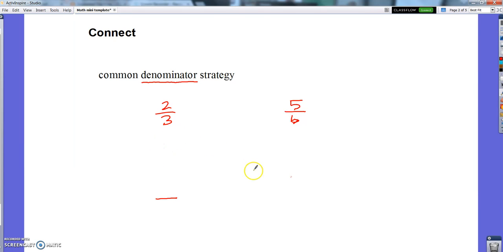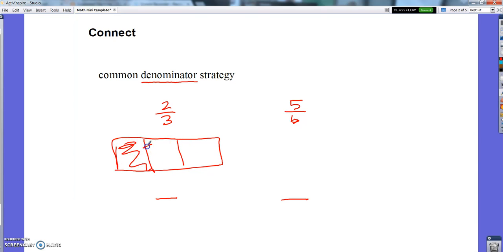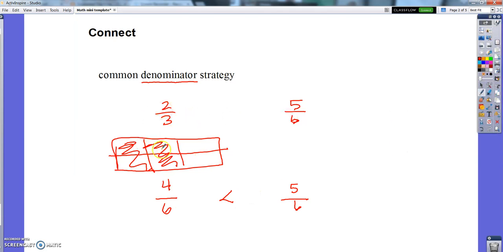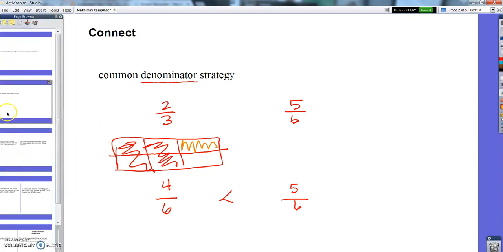So we had this strategy where we said, all right, well, I can take 2/3 and I can partition it and turn it into 4/6 and say, well, if that's 4/6 and this is 5/6, it's obvious to me that 5/6 is more than 4/6, because if I wanted to change this to 5/6, I'd need another one. It's obviously greater. And so when they have the same denominator, it's really obvious which one's greater.